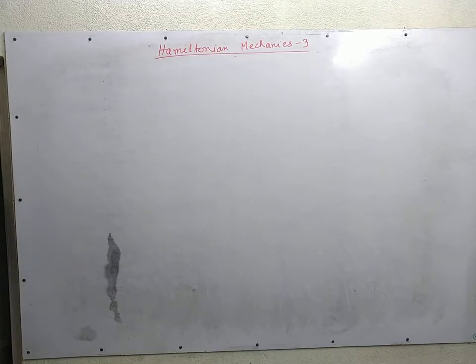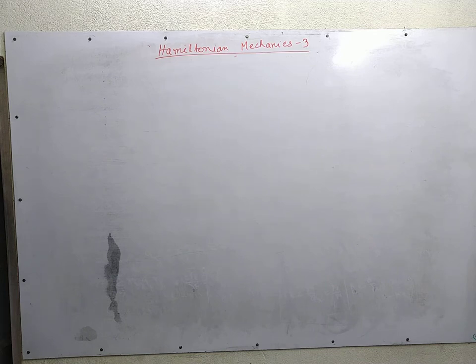This is the third lecture on Hamiltonian mechanics. In the earlier one, we used Legendre transformation to define the Hamiltonian, which is a function of generalized coordinates, generalized momenta and time. We developed the Hamiltonian from the Lagrangian, and then we obtained Hamilton's canonical equations, where these 2n first order differential equations replace the n second order Euler-Lagrange differential equations of Lagrangian mechanics.